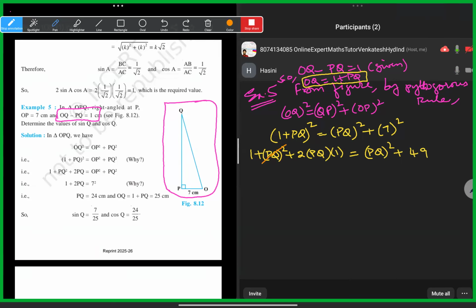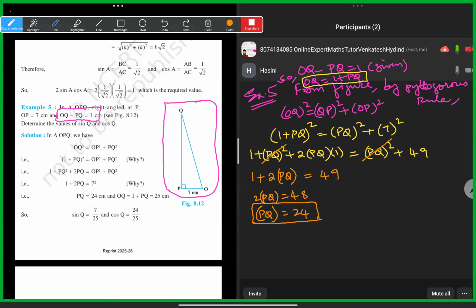Shall I cancel this PQ square directly? Yes, sir. Because both are PQ square with the same sign, if you take it to the other side, PQ square minus PQ square is 0. So now we are left with 1 plus 2PQ, which is equal to 49 on the right side. So 2PQ is equal to 49 minus 1, 48. So PQ is equal to 48 by 2, which is 24, Hasni.